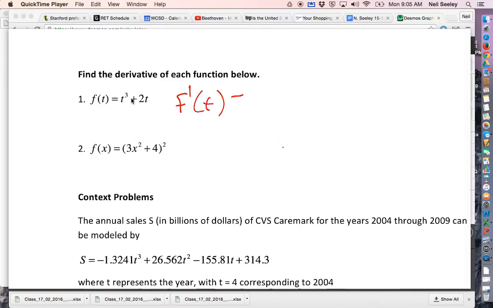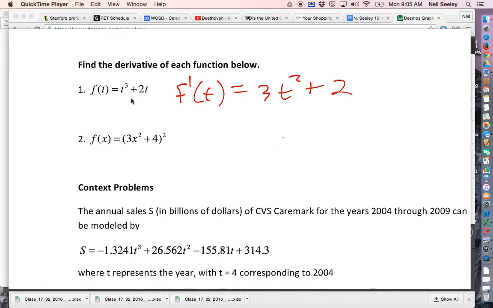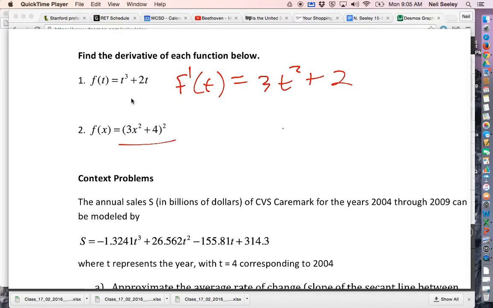So f prime of t, 3t squared plus 2, just to give you some different variables and different looks. Number 2 here, we can do with the chain rule, or you can multiply it out, 3x squared plus 4 times 3x squared plus 4, and then go about the power rule. I'm going to do the chain rule because that's something we've learned, and I want to challenge you to utilize that if you can.